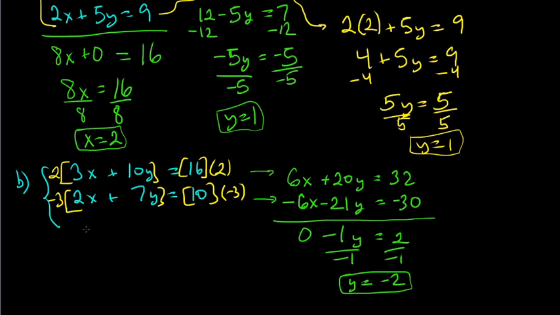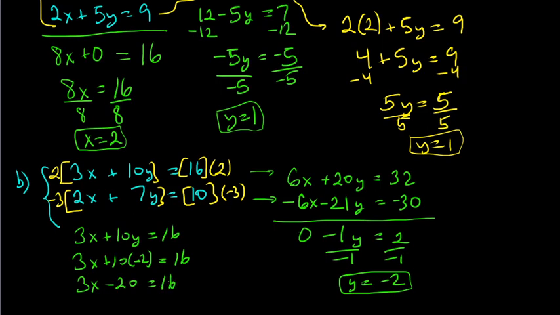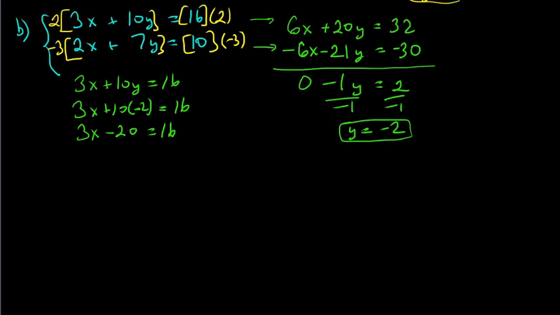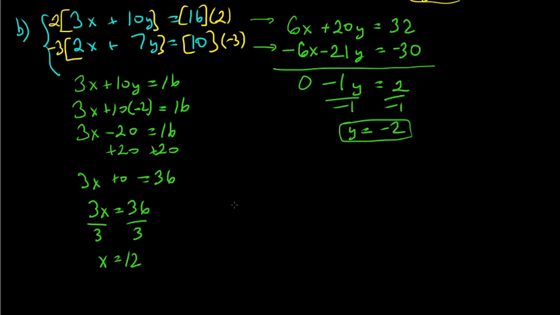So going back to the original equation, I'll do the top one again. If I replace y with negative 2, I get 3x minus 20 equals 16. I'll give it some more space here. So add the 20 to both sides. And now we get 3x plus 0 equals 36. So if 3 times x is 36, divide both sides by 3, x is going to be 12.